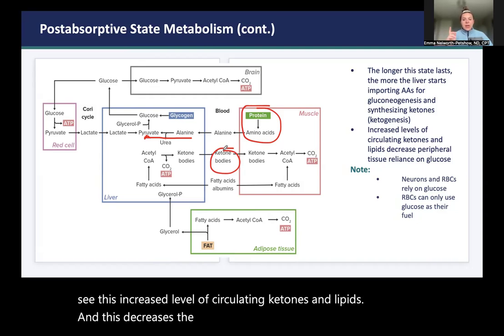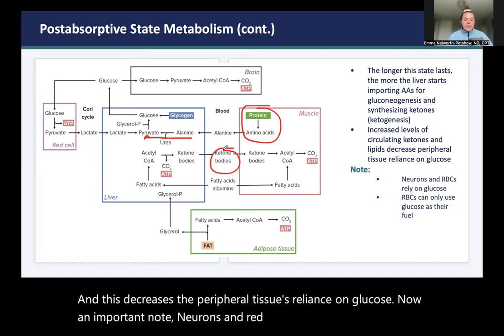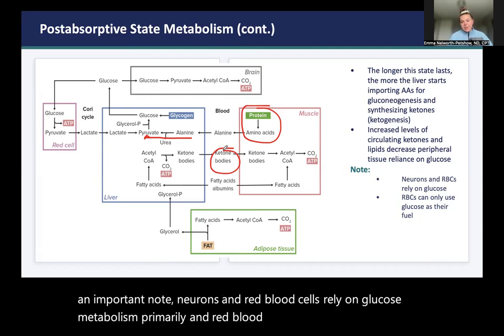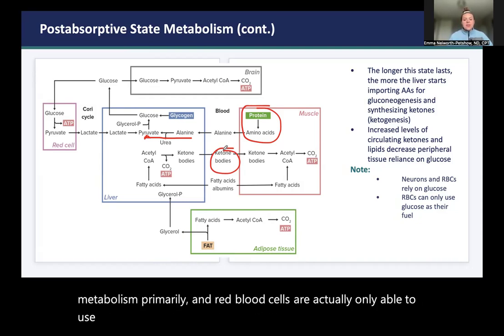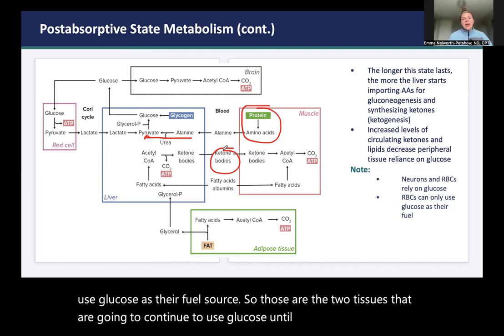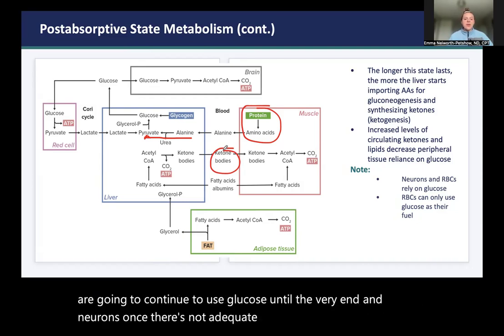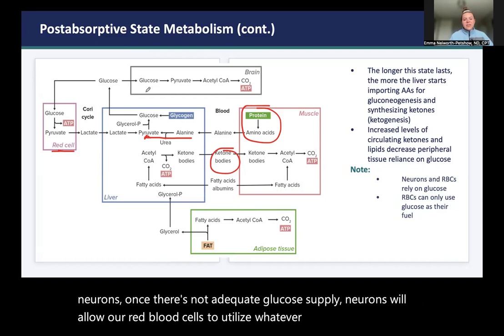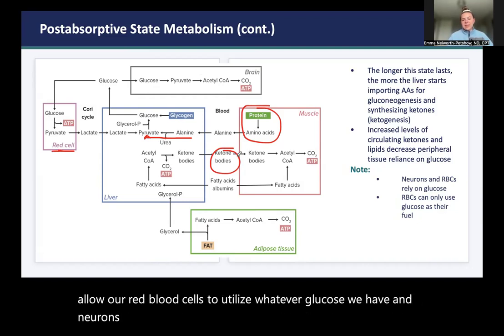Now, an important note, neurons and red blood cells rely on glucose metabolism primarily, and red blood cells are actually only able to use glucose as their fuel source. So those are the two tissues that are going to continue to use glucose until the very end. And neurons, once there's not adequate glucose supply, neurons will allow our red blood cells to utilize whatever glucose we have, and neurons can survive off ketone bodies.